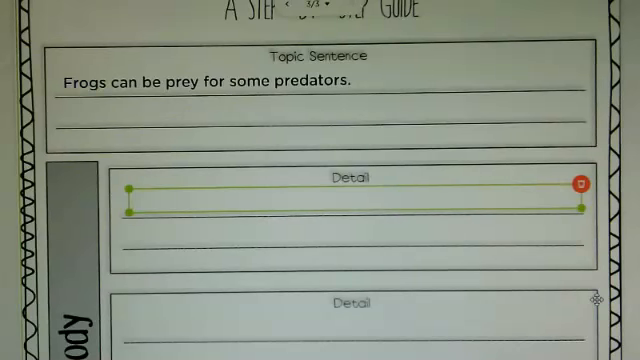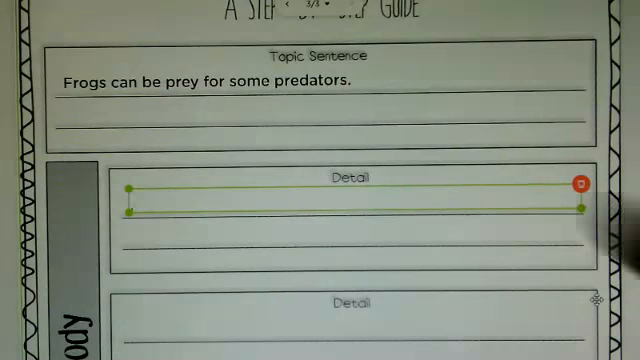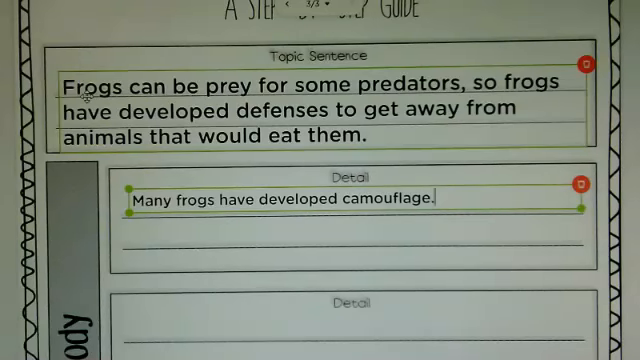So I'm going to do some quick changes now that I'm thinking through my topic a bit more. You can do this with yours as well. If you're writing and you notice that your subtopic is kind of different from what your sentence says, go ahead and switch it so that your topic sentence matches what your details are all about. Okay, so I changed around my topic sentence just a little because I find that I'd rather write about a frog's defenses than just what eats them. So I wrote, frogs can be prey for some predators, so frogs have developed defenses to get away from animals that would eat them.